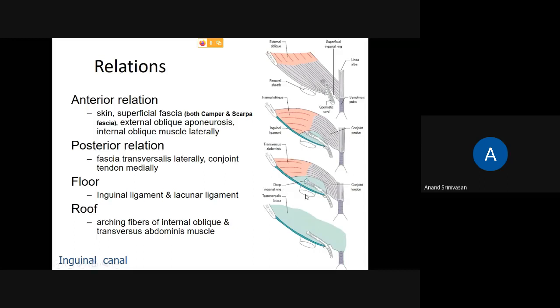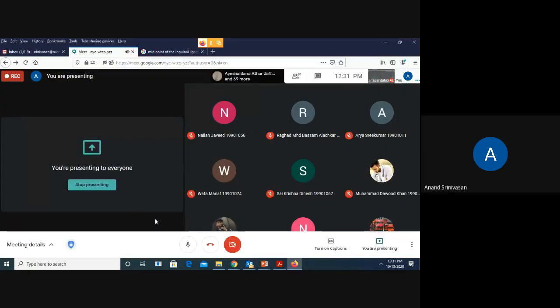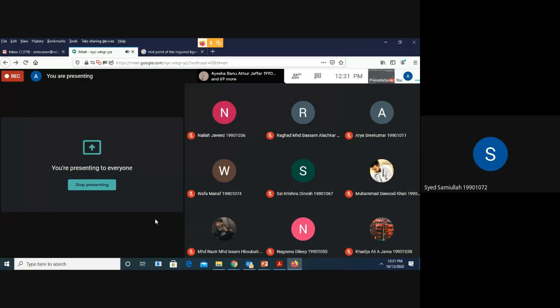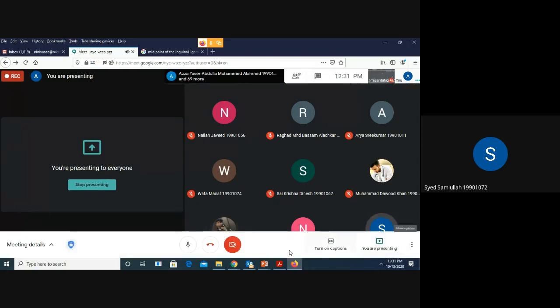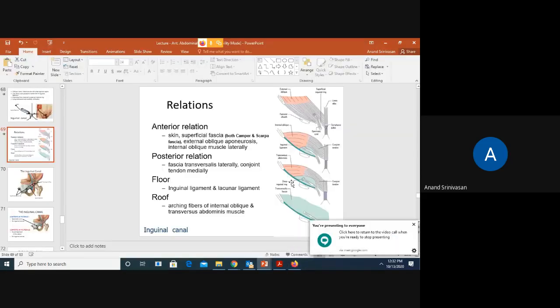So when the inguinal canal is obliterated, the hernia cannot come out. All right. Any doubts until now? This is to treat indirect hernia, right? Yes, indirect inguinal hernia. For a direct hernia, you need to put a mesh.